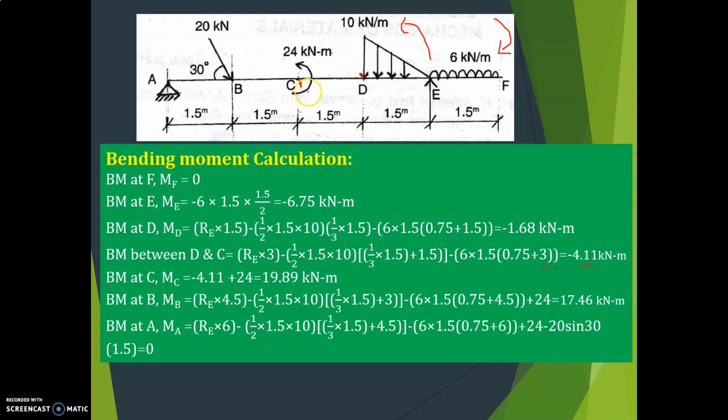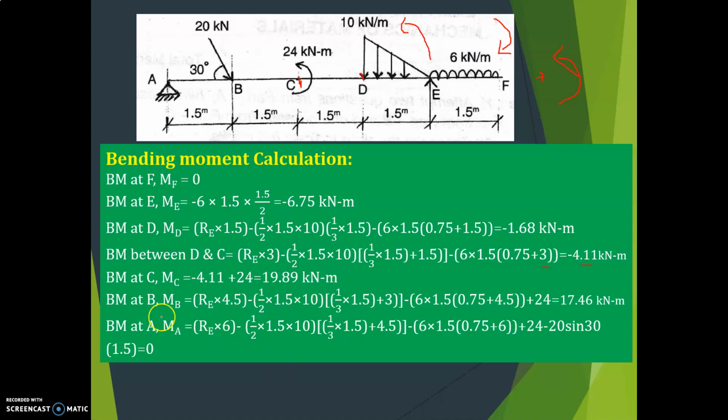Next, at C you have to calculate. At C is what? Till here what you got between D and C, same thing, minus 4.11 plus 24. Why is this plus? You can see from the right side the direction is like this, so from the right side this direction is anti-clockwise, moving in anti-clockwise direction, that symbol is plus, and sign convention is plus, so plus 24. Okay, this is at C, so between C and D you have to consider only till C, but at C you have to consider that moment. Okay, so that is 19.89.